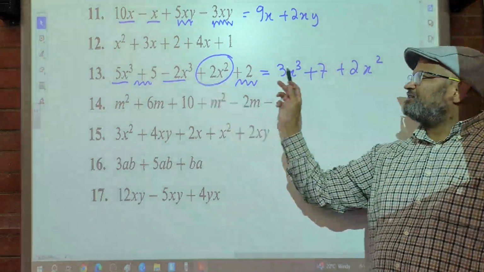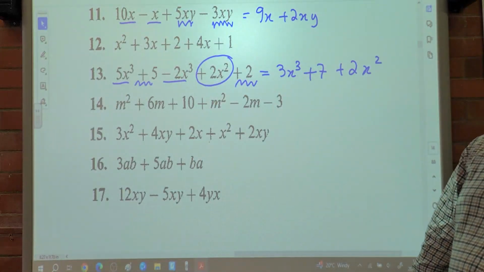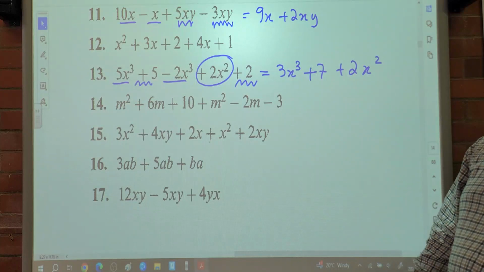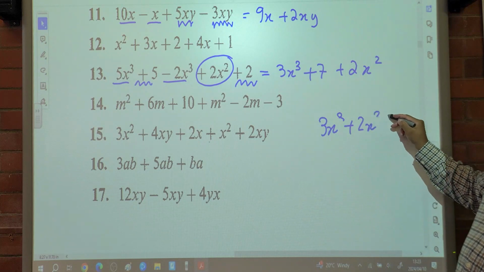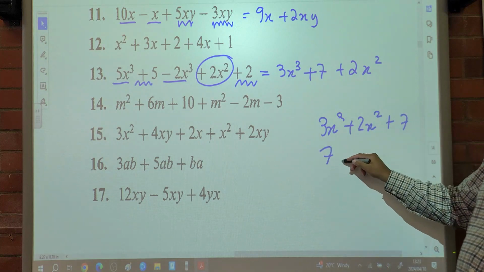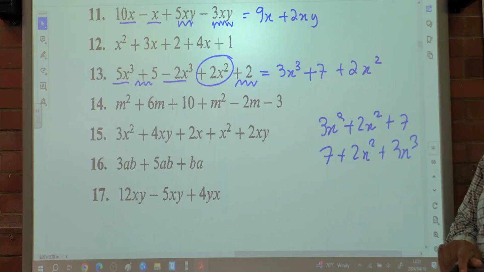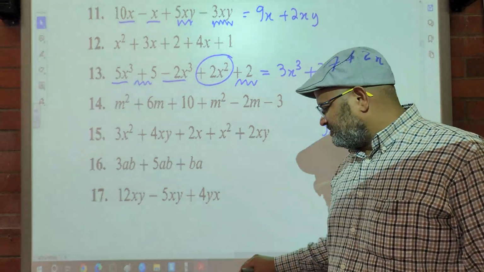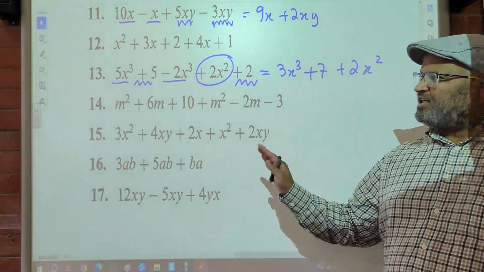If it had been a minus, I would have just said negative 2x squared. Yes, Michael? Would it be wrong if I say plus? No, that's absolutely correct. 3x cubed plus 2x squared plus 7, or 7 plus 2x squared plus 3x cubed. It's all the same. Okay? That was your question, eh? Okay. Is there any other confusion here?